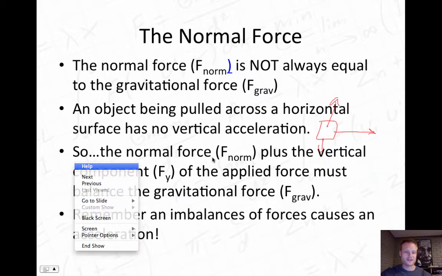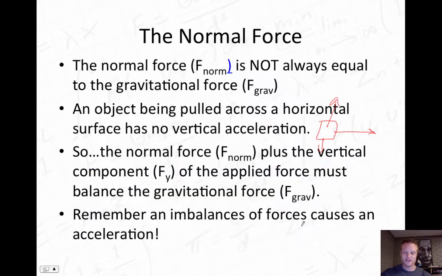Okay, so basically I say that here. So the normal force plus the vertical component F sub y of the applied force must balance the gravitational force. Remember, an imbalance of forces causes an acceleration. That's something we've been hammering for a while now.